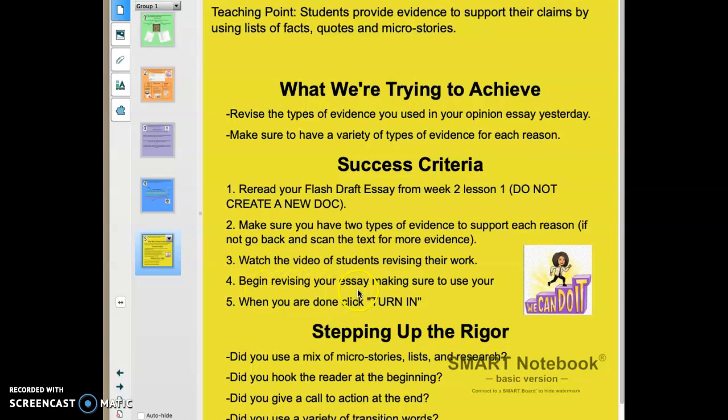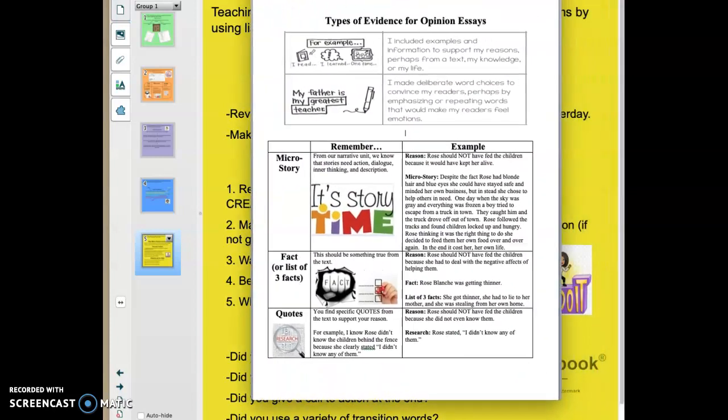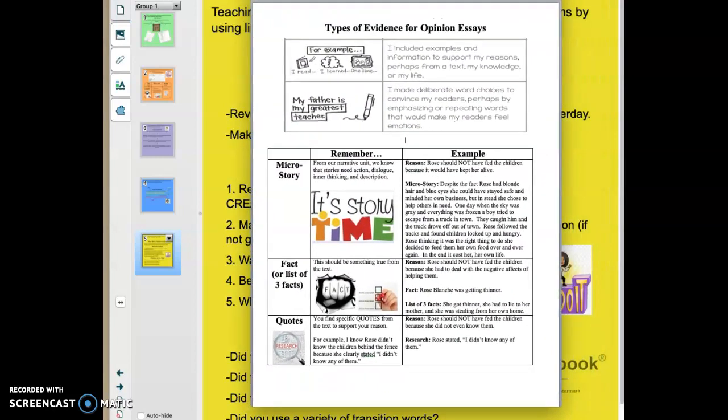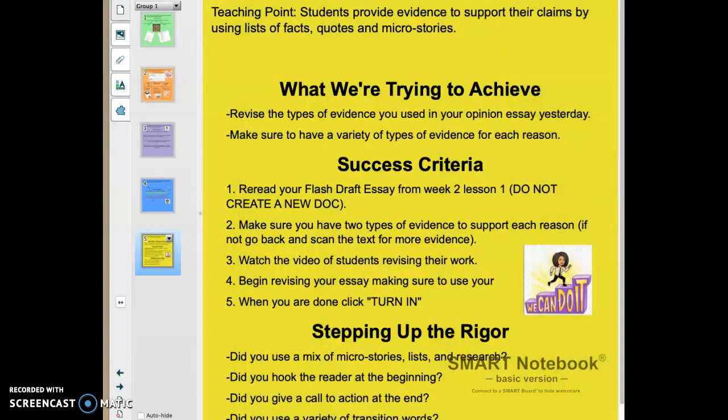Begin revising your essay, making sure to use your tool. I've got a copy that I'm attaching of our types of evidence for opinion essays tool. I've got examples of all 3, as well as part of the checklist for you guys to use. Okay? When you are done, make sure to click Turn In at the top right corner for your teachers to see your work. We can't see the work without it.